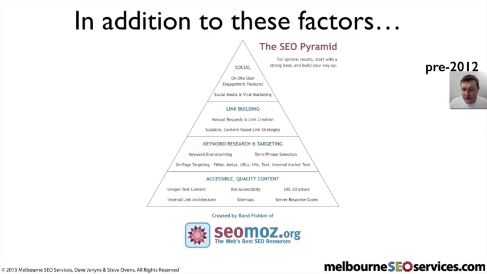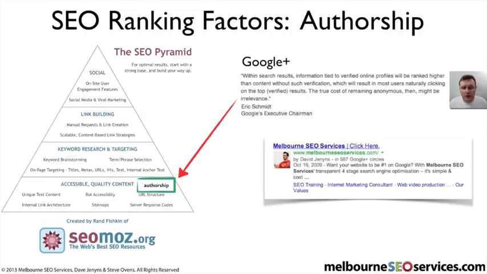Now, in addition to those factors, Google has also introduced the concept of authorship. So one of the things that Google wants to be able to do is to tie the content on your site back to an actual author, a real person. And they've actually issued one of the strongest statements that they've made in terms of telling you how important this is. The chairman of Google actually said that the true cost of remaining anonymous might be irrelevance, which is about as close as they ever come to saying if you don't do this, you won't show up.